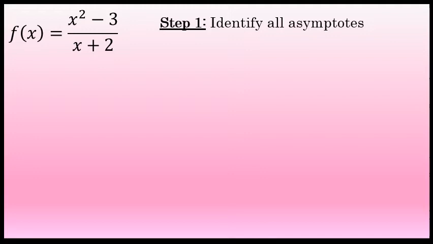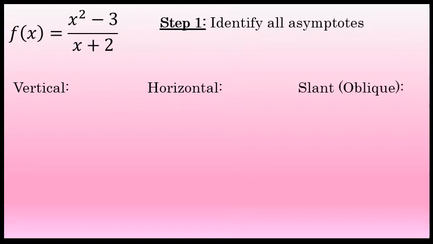There are 3 kinds of asymptotes that a rational function might have: vertical, horizontal, and slant asymptotes. Slant asymptotes are sometimes known as oblique asymptotes. First, let's think about vertical asymptotes. Vertical asymptotes occur when the denominator is 0. They occur at x values when the denominator is 0, but not the numerator.